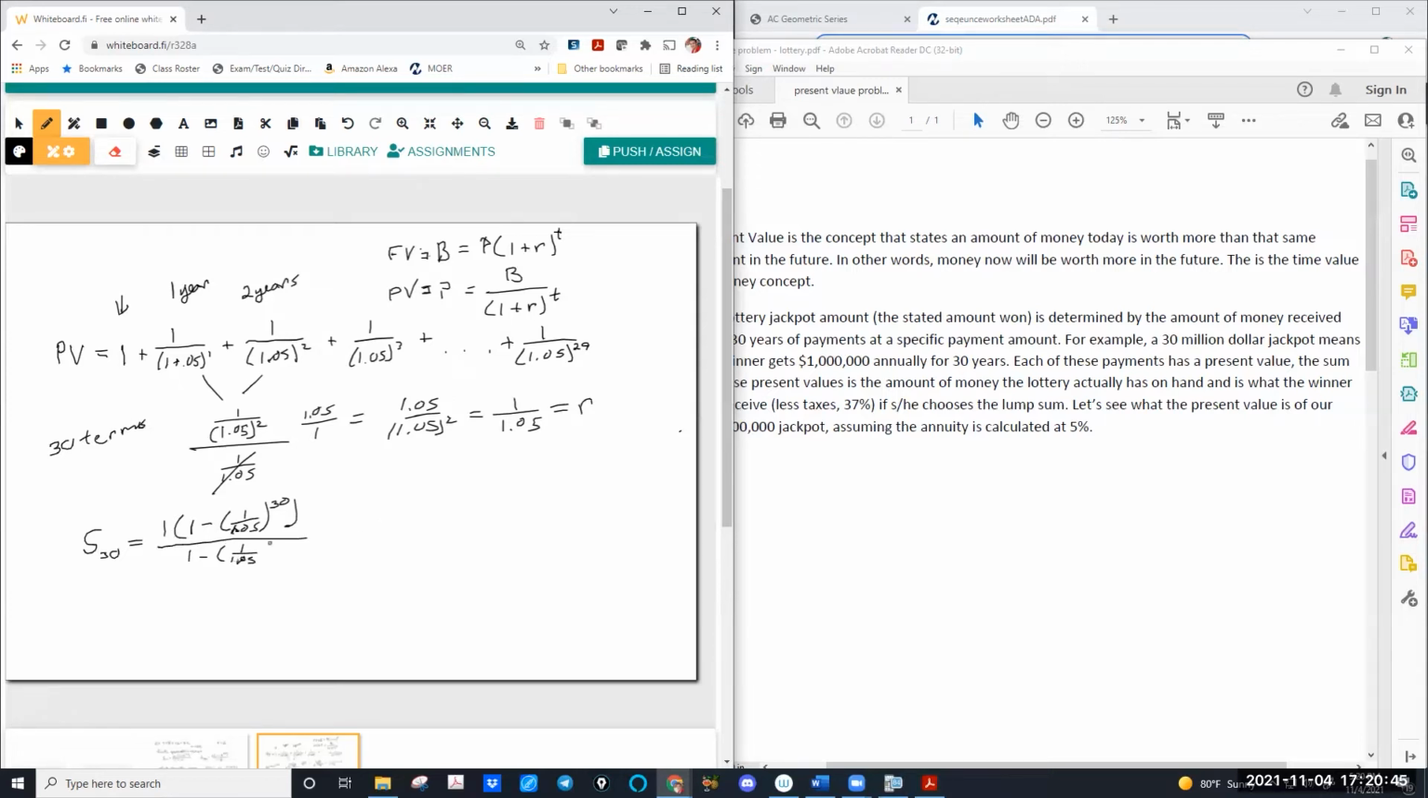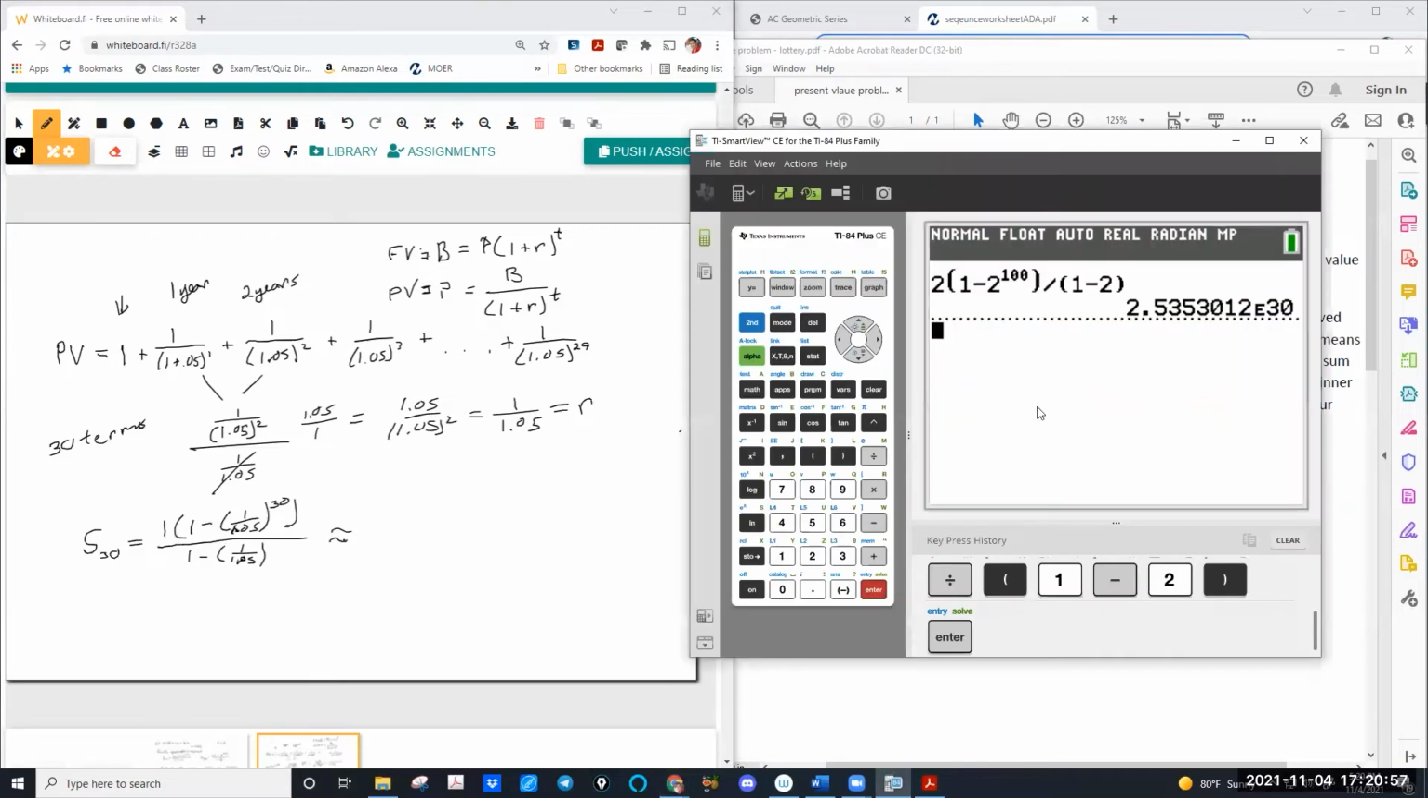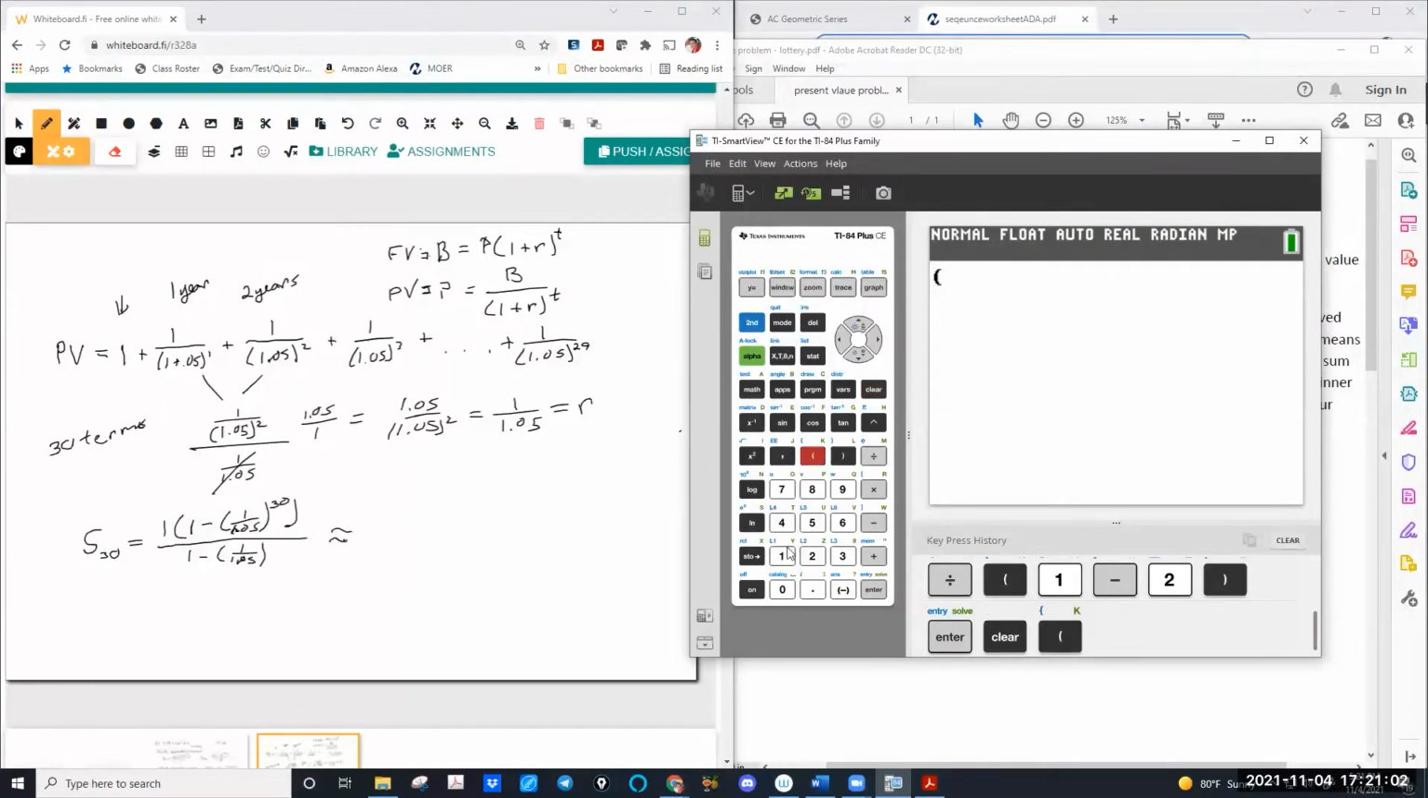All right, so what we were about to calculate is the amount you would get today if you decided to take the lump sum. Let's see, let's bring over our calculator. We don't need to put in the 1 for this. So 1 minus, and I'm going to put it in exactly how I have it written, to the 30th, divided by 1 minus our common ratio.